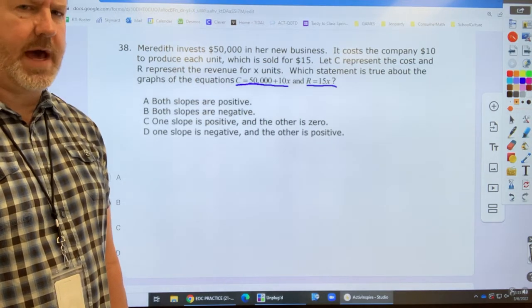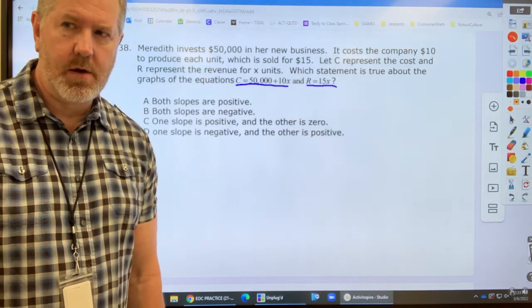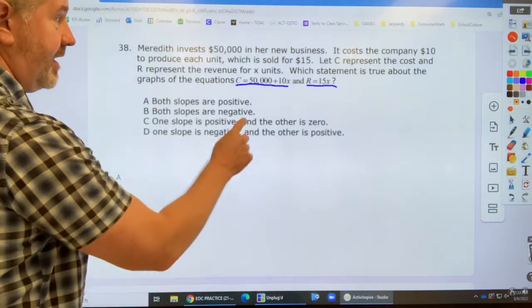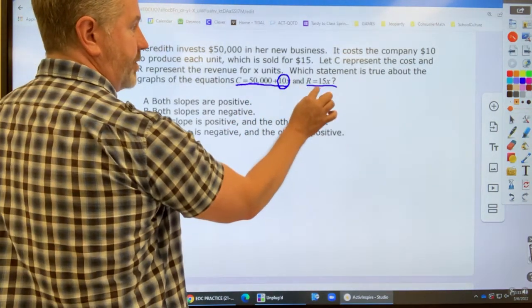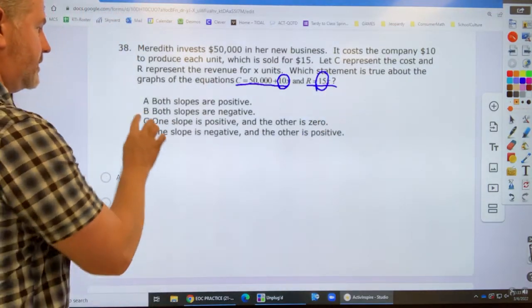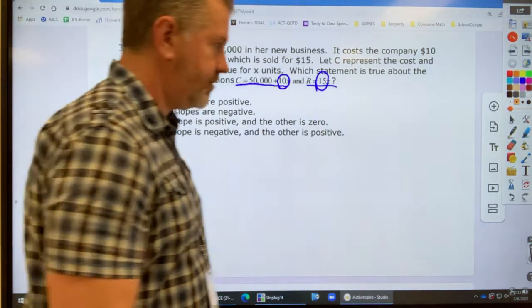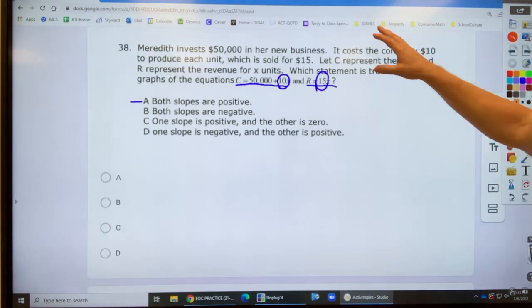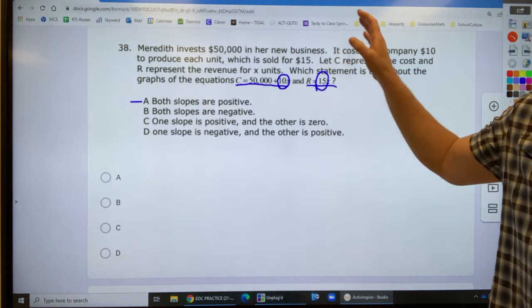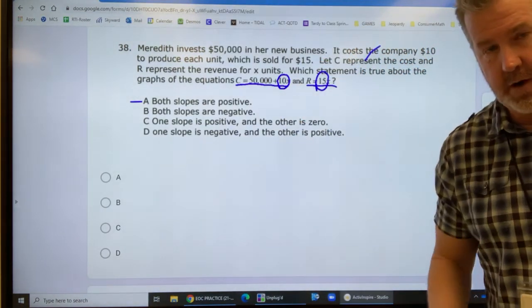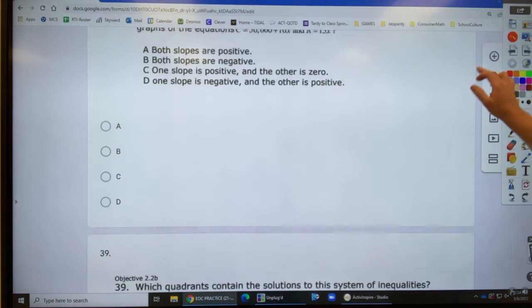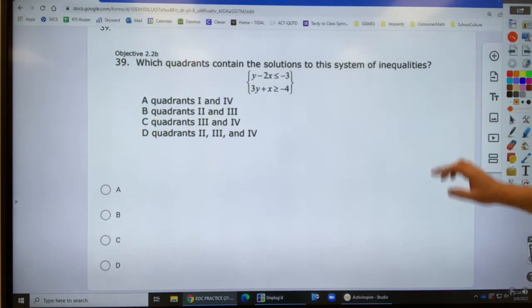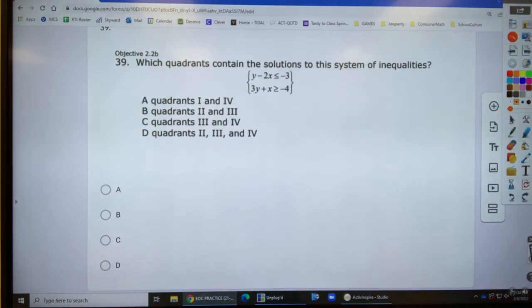Both of these have positive slopes. How do you know that? How do you know that, Brody? Exactly. If this was in slope-intercept form, the slope is 10, that's a positive, and this slope is right there, it's 15, that's positive. So both slopes are positive. That's it. All that stuff about the problem was distraction, all right? There is a lot of distraction in the way they write some problems.